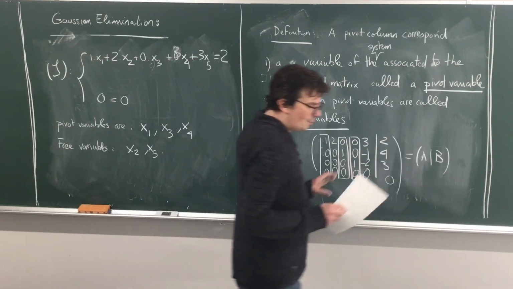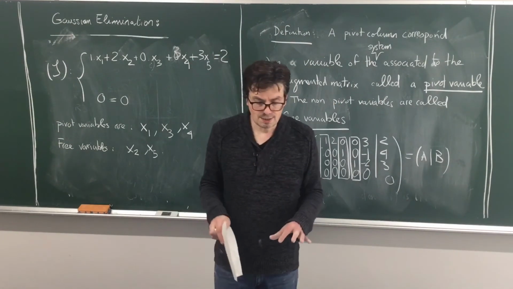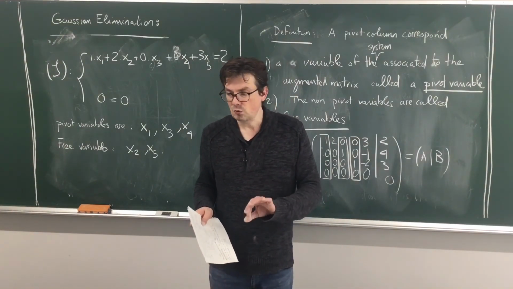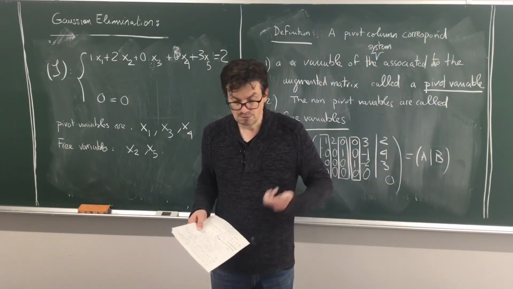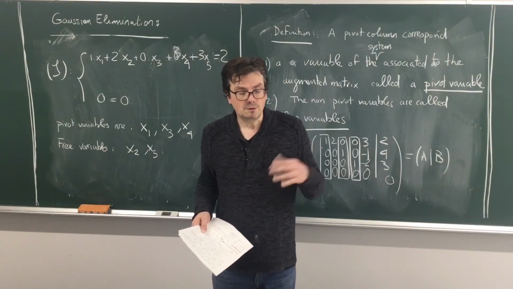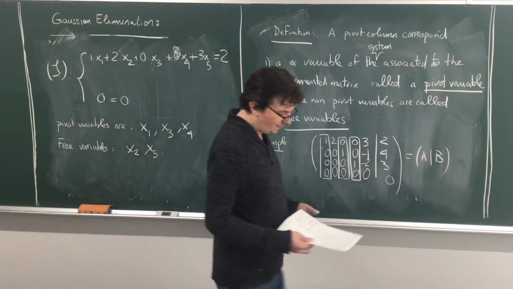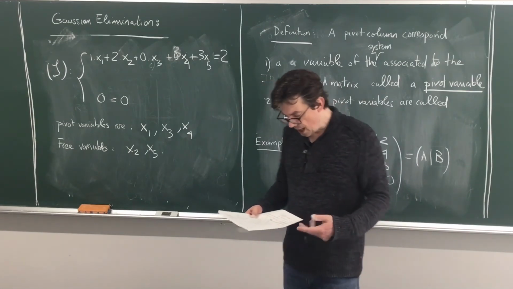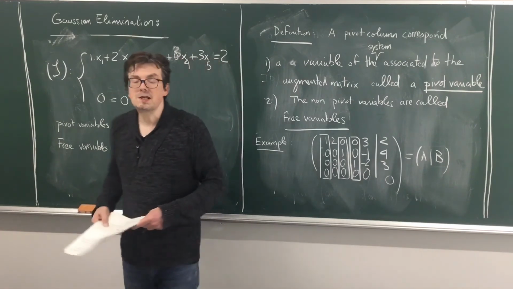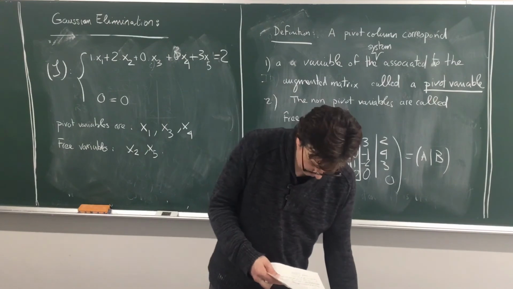Okay, so I repeat. We start from a system, then we associate an augmented matrix, and then we are going to use an algorithm where we use only operations on the rows. These operations are called elementary row operations, of 3 types. And at the end, we want to obtain something more simple, which is called a RREF matrix.